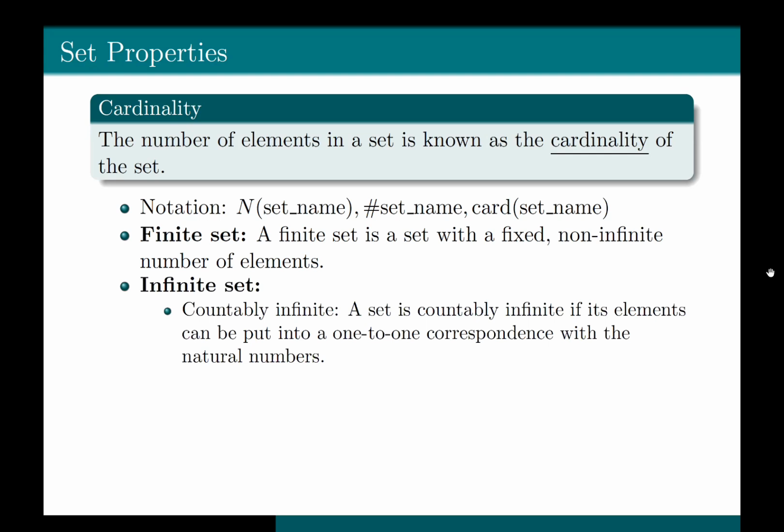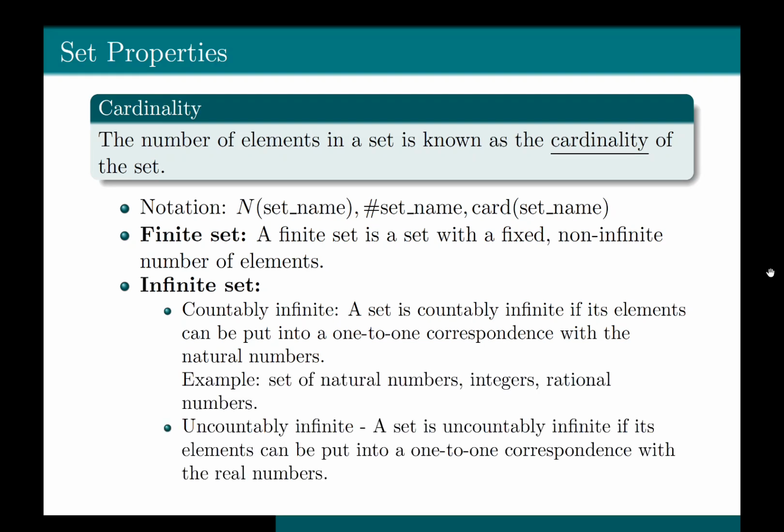Another type, which is infinite set, is categorized into 2 different kinds. The first one is countably infinite. A set is countably infinite if its elements can be put into a one-to-one correspondence with the natural numbers. In simpler terms, this means you can count the elements of the set even if it takes forever. For instance, the set of natural numbers, integers, rational numbers.